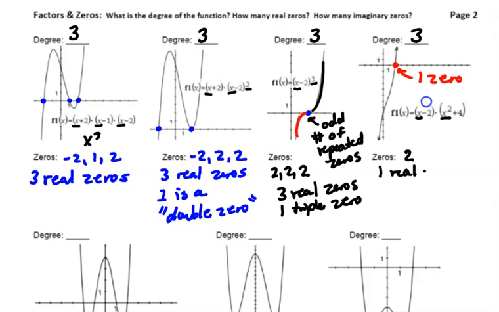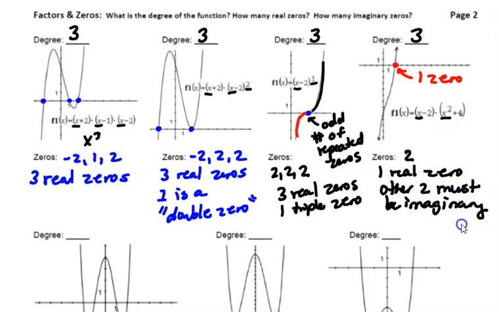1 real zero. I have to have 3 zeros altogether, so that means the other 2 have to be imaginary. So that's how I figure out imaginary zeros: I figure out how many total zeros I need, which is the degree of the function. I account for my real zeros, and anything left over has to be imaginary. And remember I said that imaginary zeros occur in conjugate pairs, so they're going to be in pairs. So don't look for a single imaginary zero, look for a pair of imaginary zeros, or 4 imaginary zeros.